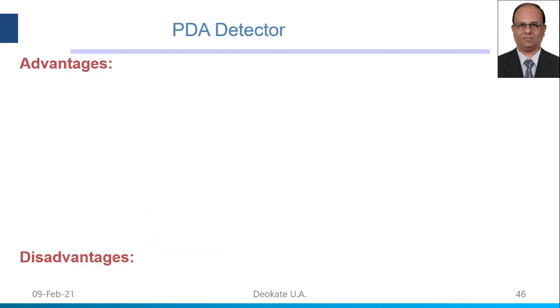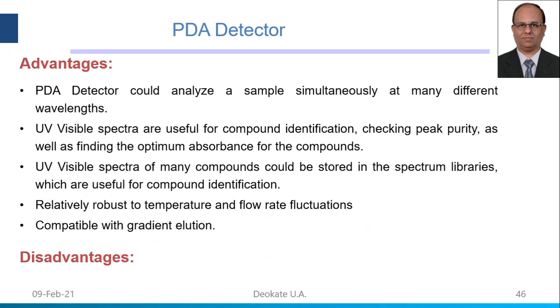Now the second one is your photodiode array detector. So what are the advantages? The photodiode array detector can analyze a sample simultaneously at different wavelengths. Here, wavelength scanning you have studied with the UV visible detector. Its more advanced version is the photodiode array detector. So there is an array of various detector diodes which can scan all wavelengths at a time. Therefore it is called a PDA.